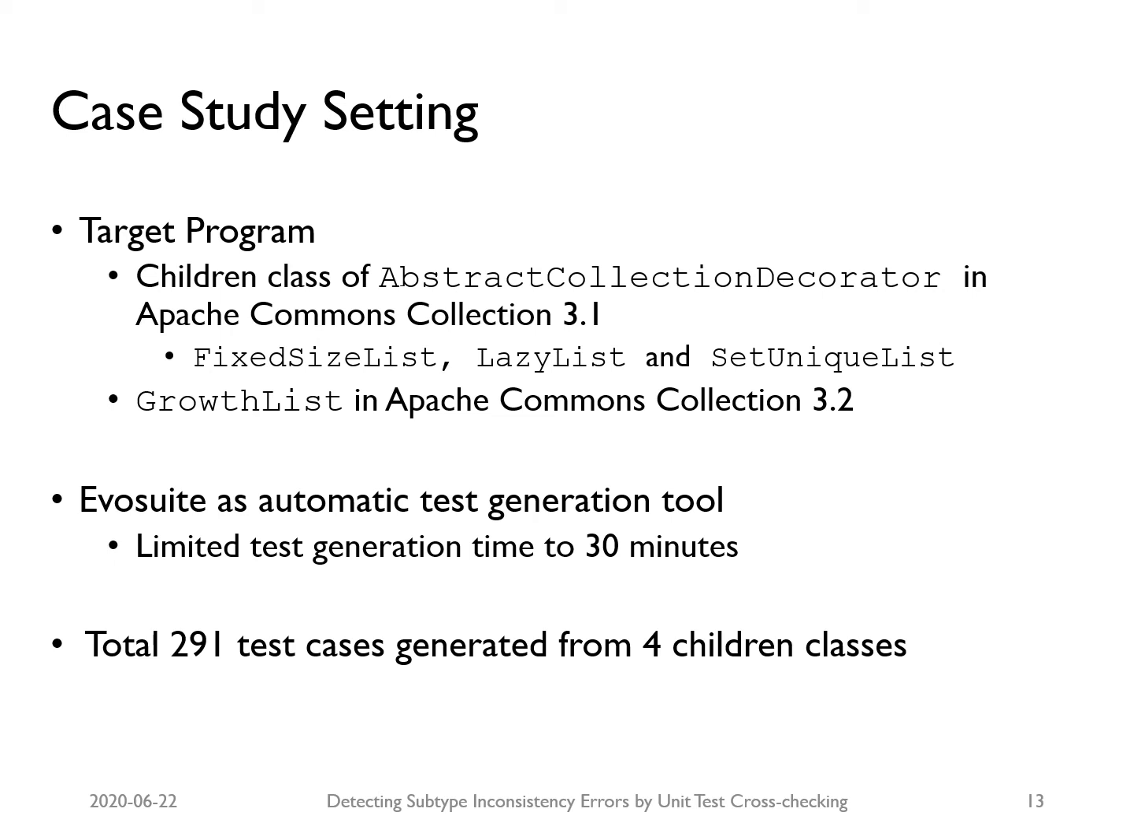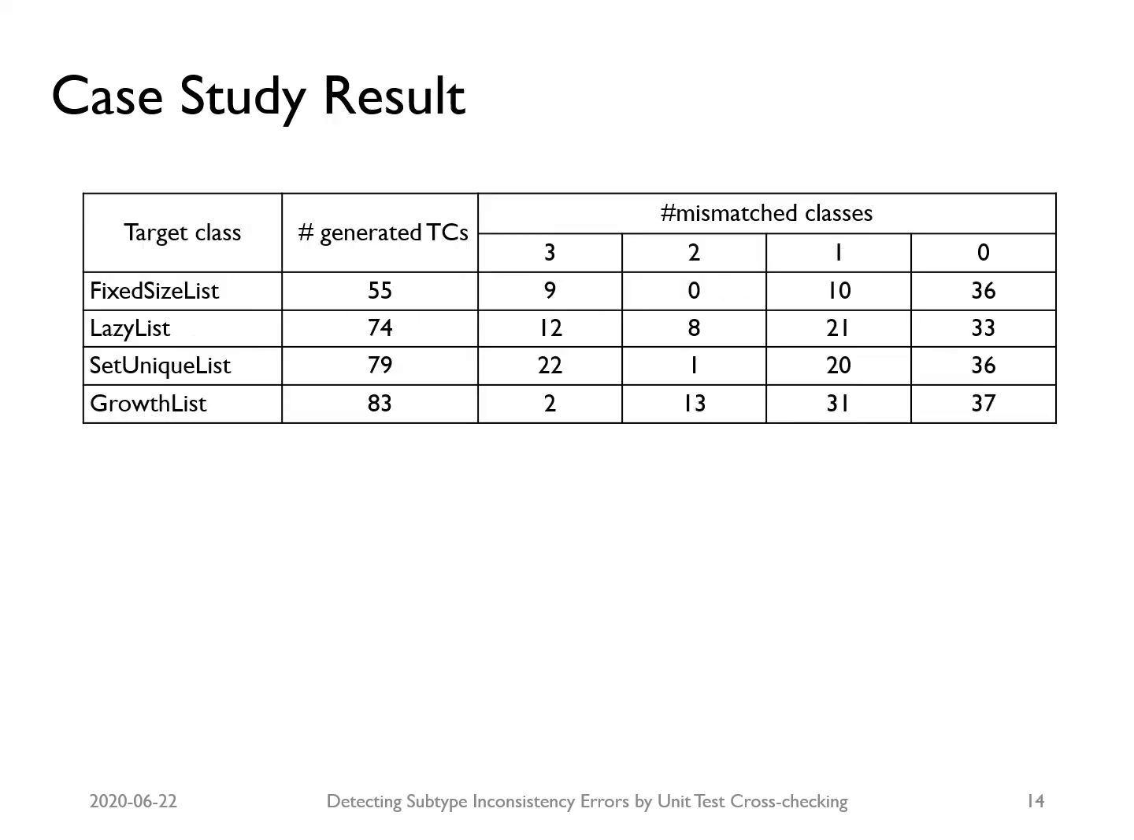For an automatic test suite generation tool, we used EvoSuite, and when generating test cases for each of the test classes, we limited the test generation time to 30 minutes. And as a result, a total of 291 test cases were generated from the 4 children classes. The table shows the result of the case study.